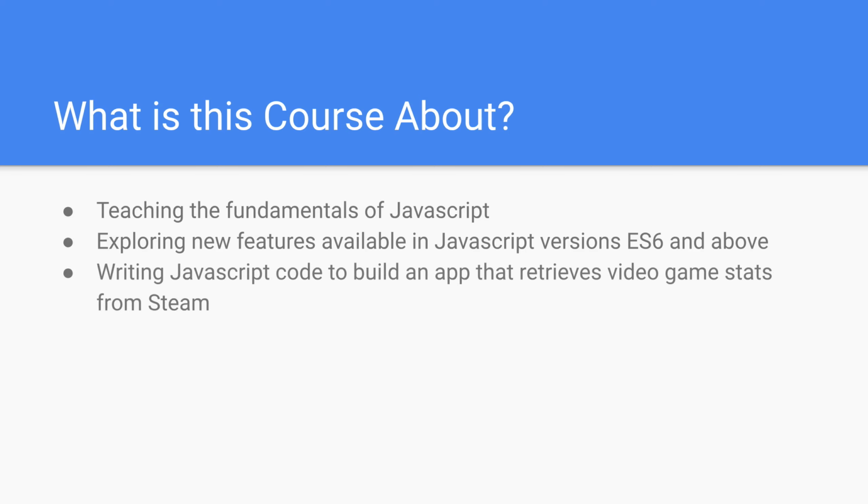We'll also be building an app throughout this course that will help us to retrieve video game stats from the website Steam. No doubt if you're big into gaming, you've heard of Steam and perhaps even used it to buy a game or two. Well, with our newfound knowledge of JavaScript, we'll be able to retrieve statistics from this website by using a RESTful API.